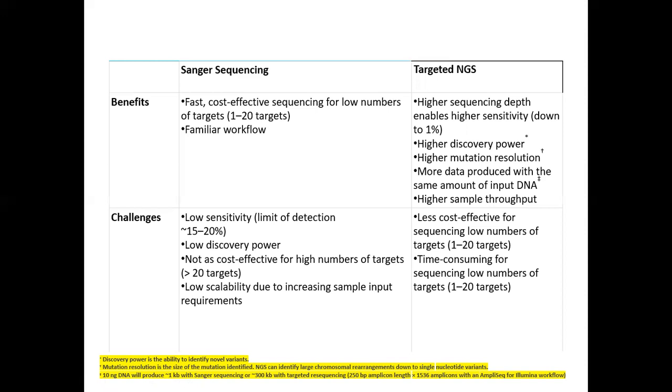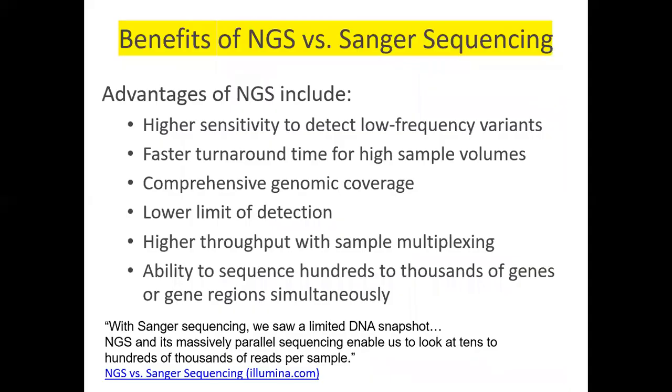And regarding NGS, it is less cost effective for sequencing a low number of targets. The cost will be very high if we sequence with NGS a target number from 1 to 20, and it's really time consuming for a very low number of targets. So if we definitely have lower targets, we prefer Sanger sequencing, and if we have higher targets, which could be greater than 20, in that case we better use NGS, next generation sequencing. So these are the two main differences between Sanger and NGS.